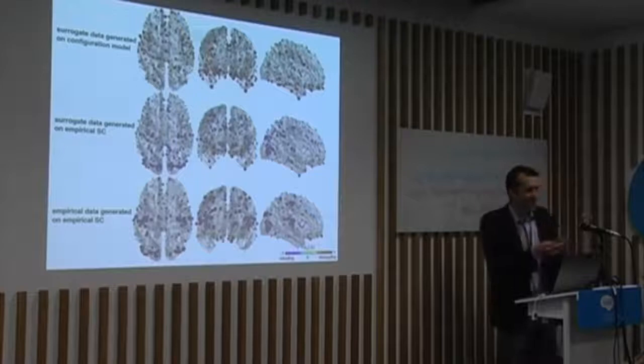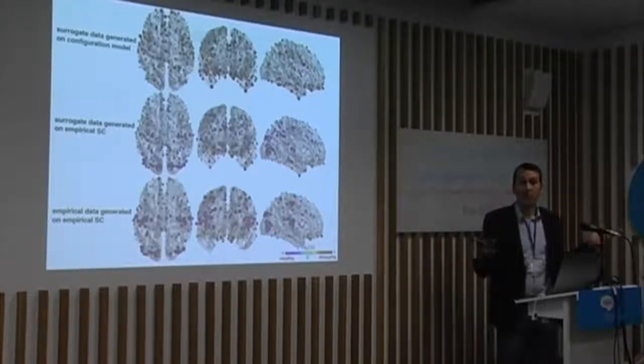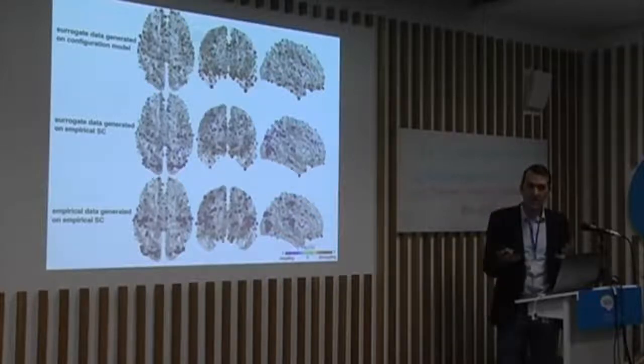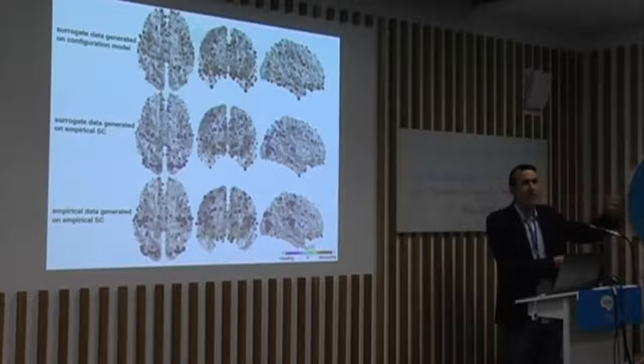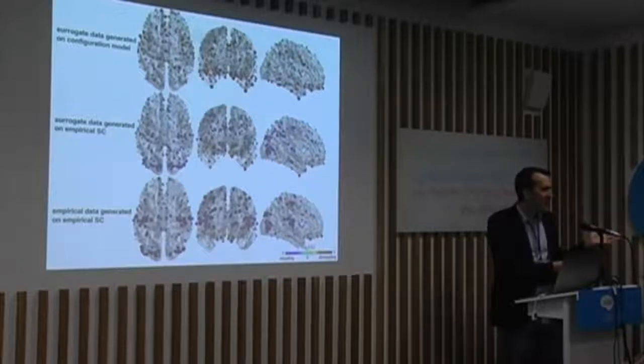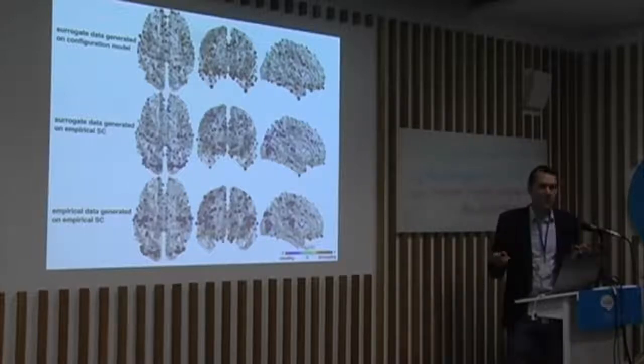So surrogate data that is generated by a configuration model, so that doesn't take into account the real structural connectivity, is actually, in terms of the decoupling index, very much decoupled from the true structure, right? Because the decoupling index is always computed with respect to the true structural connectome, of course. Which makes perfect sense. We have surrogate data that doesn't respect structure, so it's decoupled.